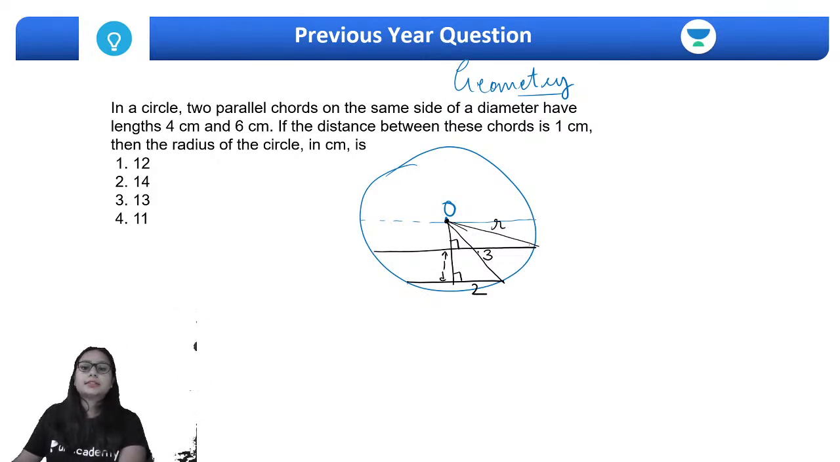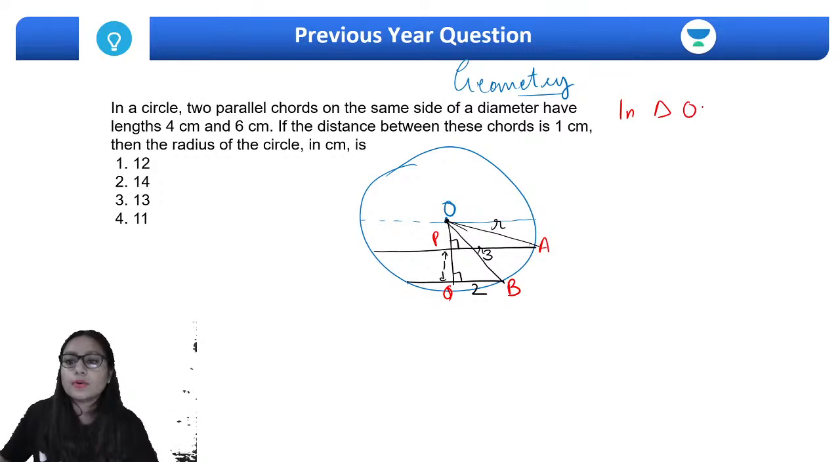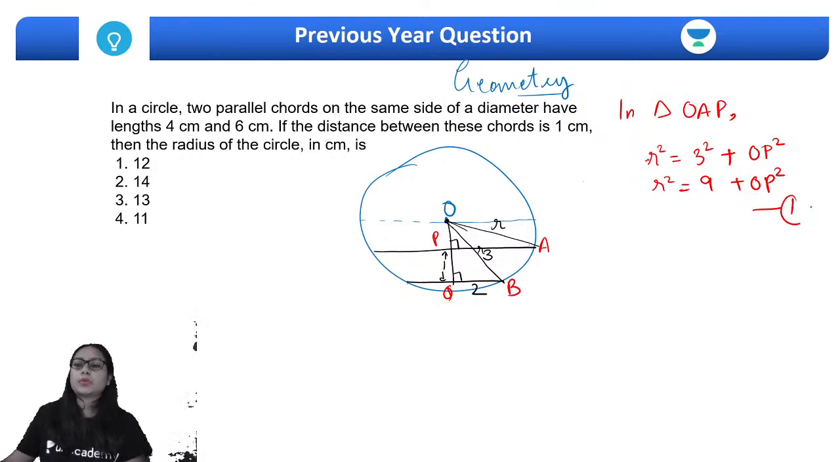Let us take the radius of the circle as r. Now we will apply the Pythagoras theorem repeatedly. Let us take these points as A, B, P, Q. Consider triangle OAP. According to the Pythagoras theorem, r square is equal to 3 square plus OP square. So r square is equal to 9 plus OP square. Let us keep this as equation 1.